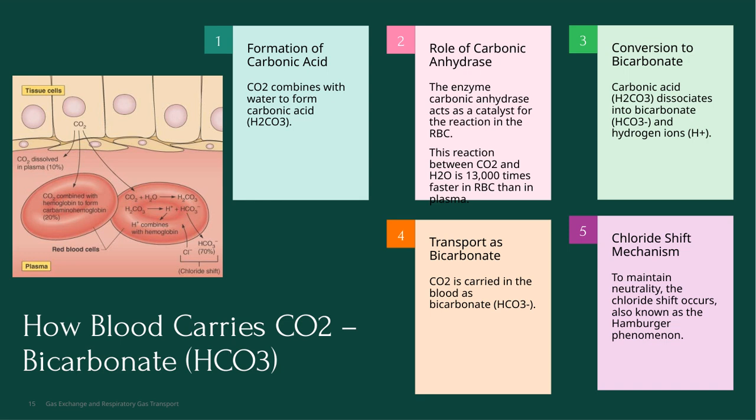Finally, to maintain electrical neutrality during this process, the chloride shift, also known as the Hamburger phenomenon, occurs. This involves the exchange of bicarbonate ions out of the red blood cells with chloride ions in. This exchange is essential for balancing the charge and ensuring continuous CO2 transport. By understanding this process, we see how the body efficiently manages CO2 removal, which is a key part of respiratory gas exchange and overall homeostasis.